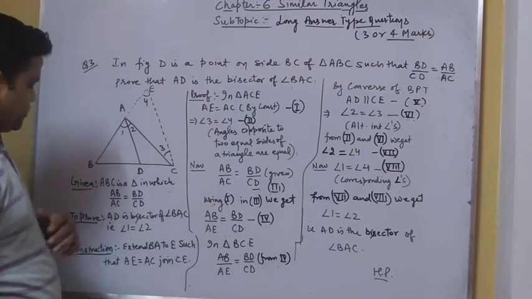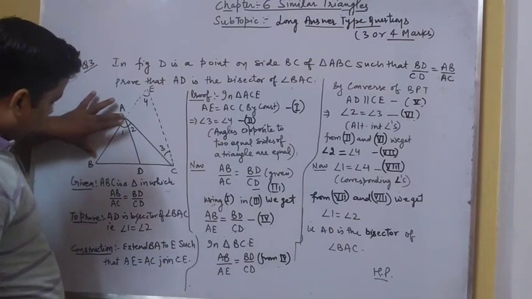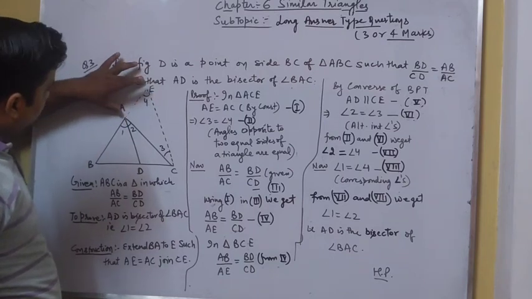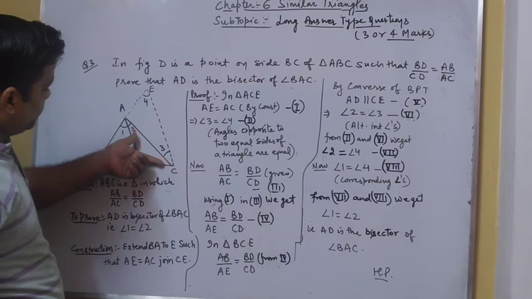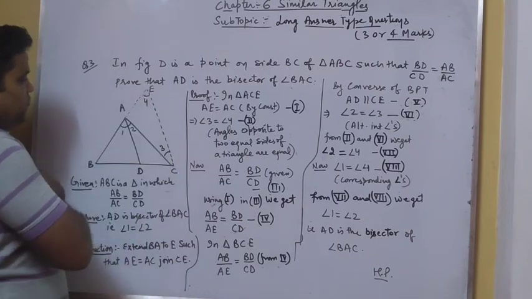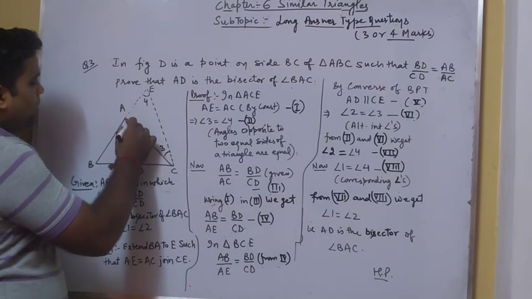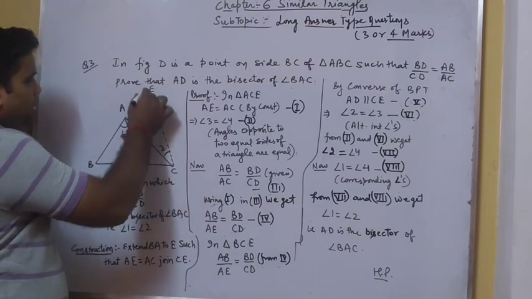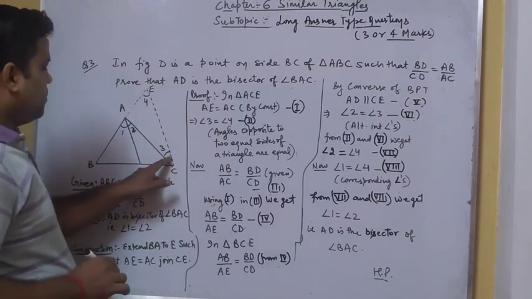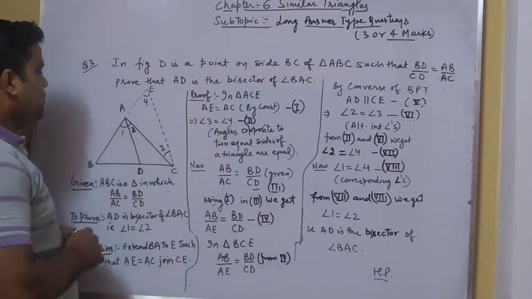By construction, we extend our BA to E such that AE is equal to AC, and here we join C to E. So we get the triangle ACE, and here we consider this angle 3 and angle 4. Now let us come to the proof.